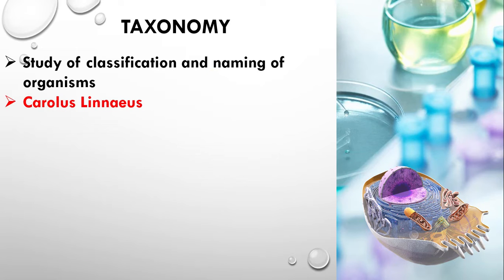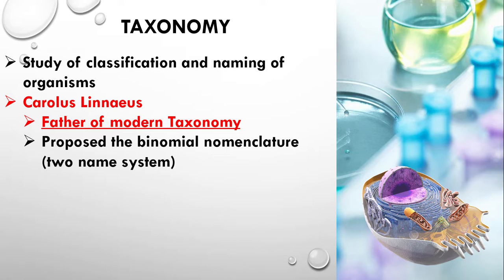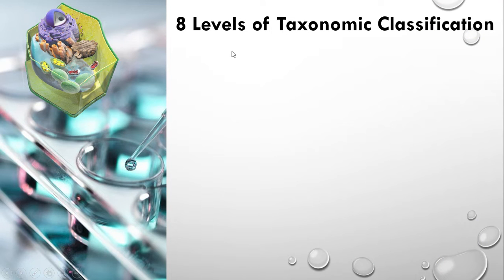It was Carolus Linnaeus who is considered the father of taxonomy. Okay, so Carolus Linnaeus was the one who proposed the binomial nomenclature, or the two-name system, which includes the genus and the species name. Okay, so there are 8 levels of taxonomic classification.